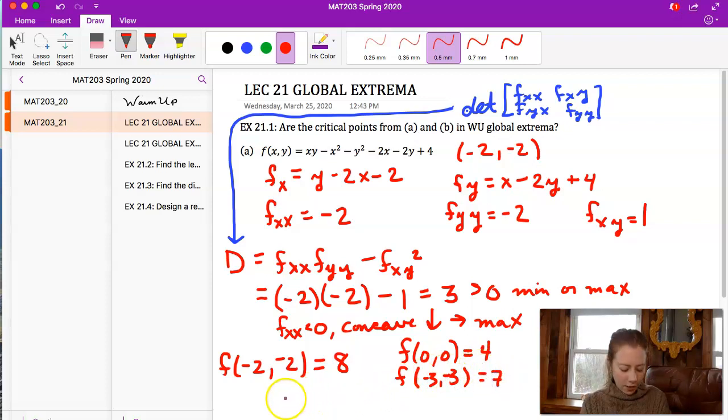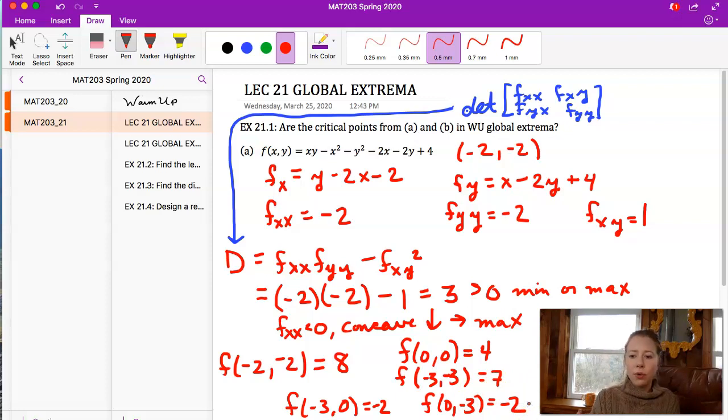Okay, let's try another few combos. Let's try, say, minus 3 and 0. We end up with minus 2. Or if we tried, say, 0 and minus 3, we get minus 2. So I'm trying points around our critical point in different quadrants, smaller than, larger than, that kind of thing. And it's suggesting to us that maybe, in fact, this is a global maximum.